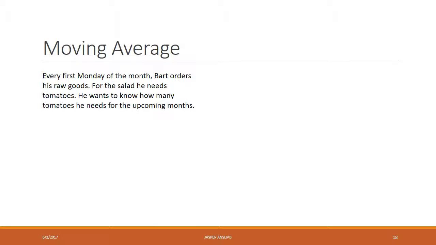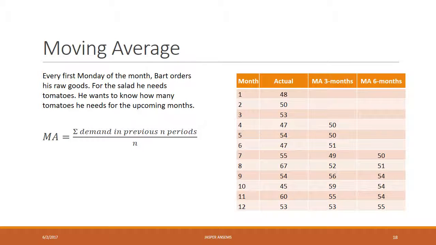Moving average. Every first Monday of the month, Bart orders his raw goods. For the salad he needs tomatoes. He wants to know how many tomatoes he needs for the upcoming months. So the moving average formula is shown on the left, but first we need a table, which is shown here. So we have 12 months, and in the actual column we see how many tomatoes he actually needed, and then we need to do some calculations.